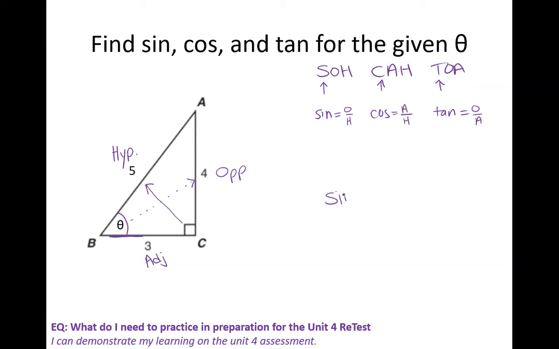So now I would do sine of theta, and based on my little SOHCAHTOA up there is going to be opposite over hypotenuse. My opposite is 4, my hypotenuse is 5. Then I would do cosine theta. This one from SOHCAHTOA, the cosine equals adjacent over hypotenuse, so 3 over 5. And then finally, my tangent theta is opposite over adjacent. Opposite is 4, adjacent is 3. All right, so that finishes that one.